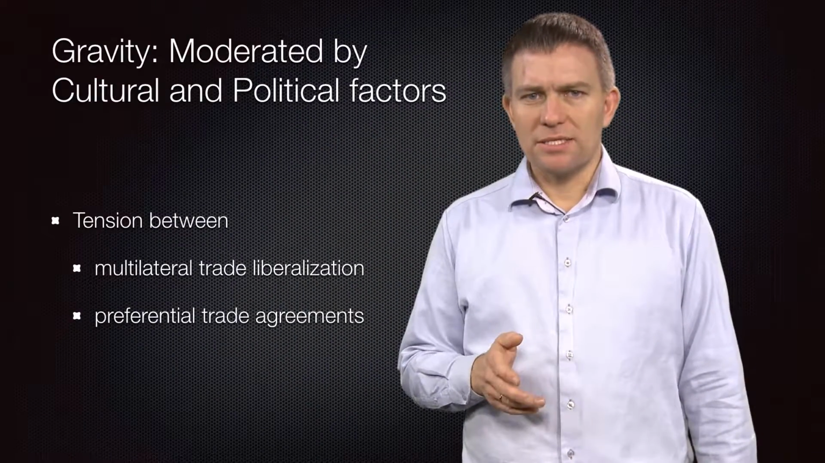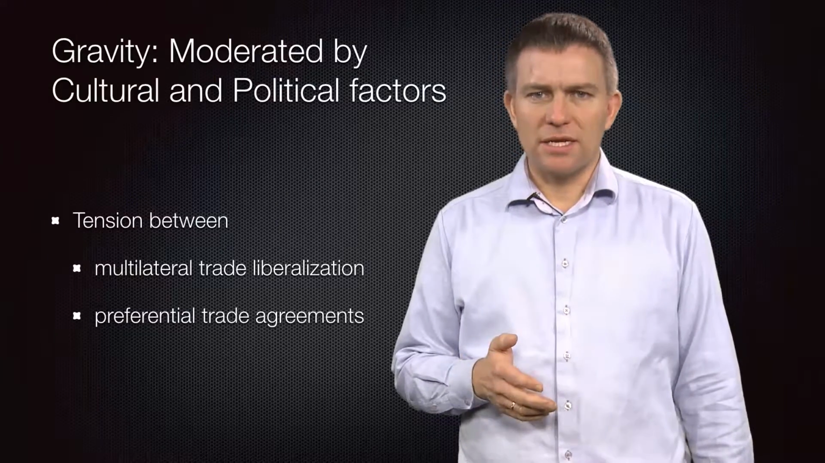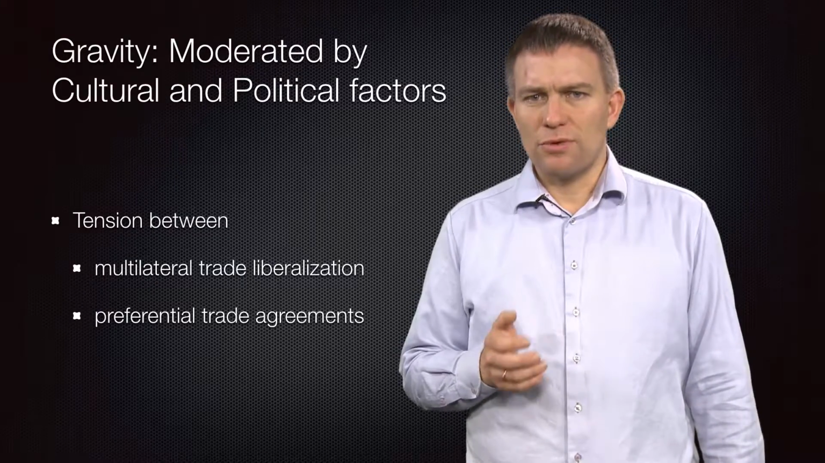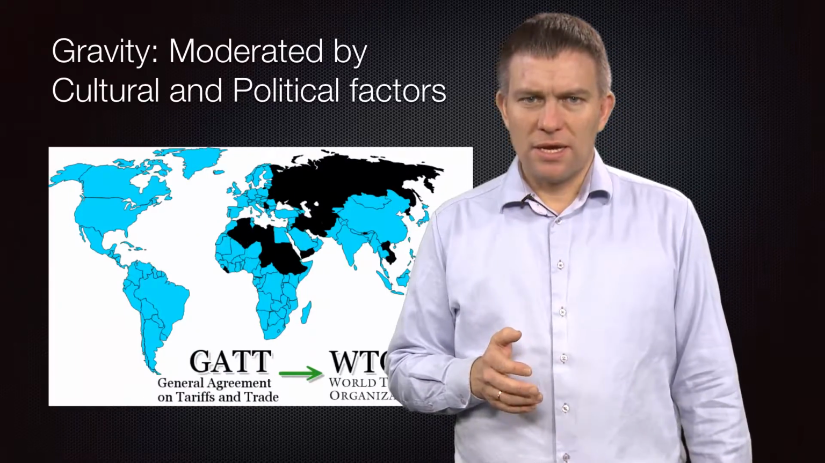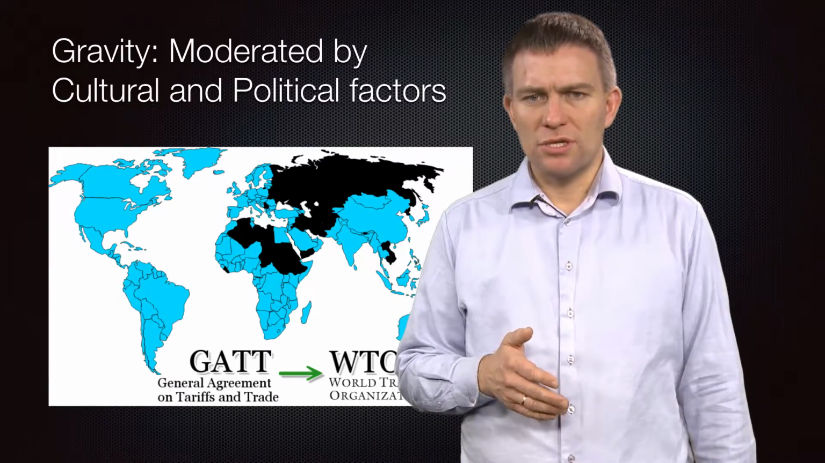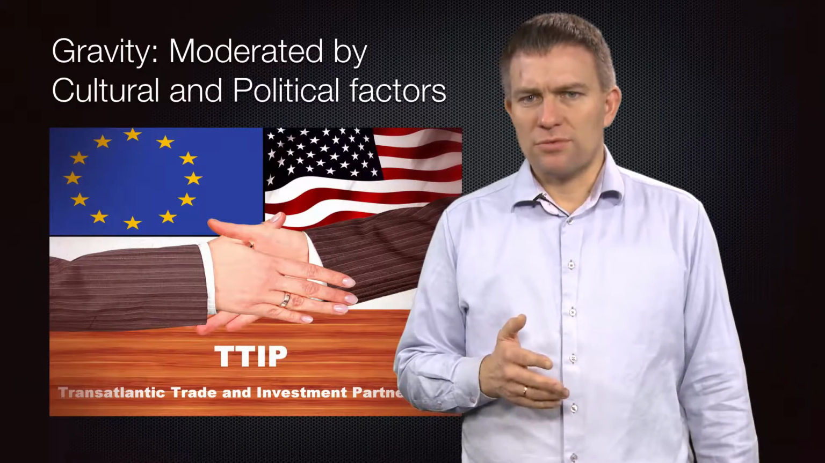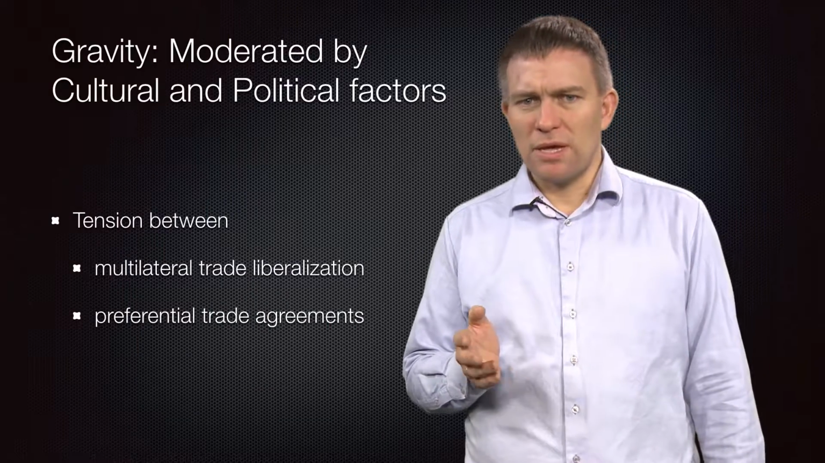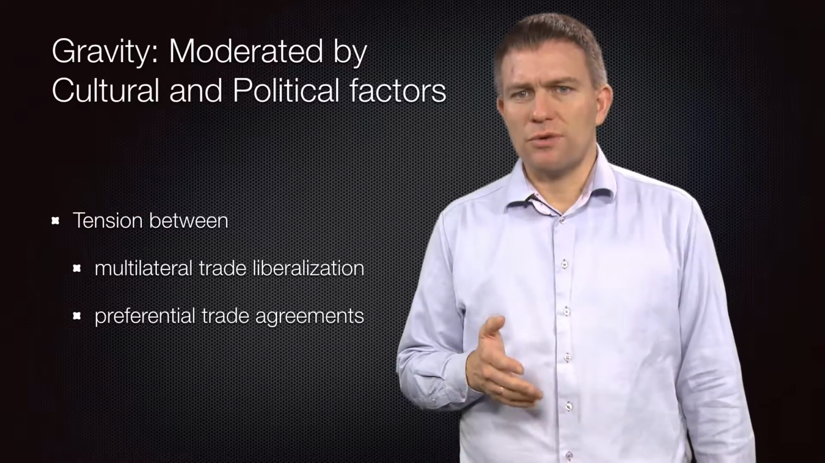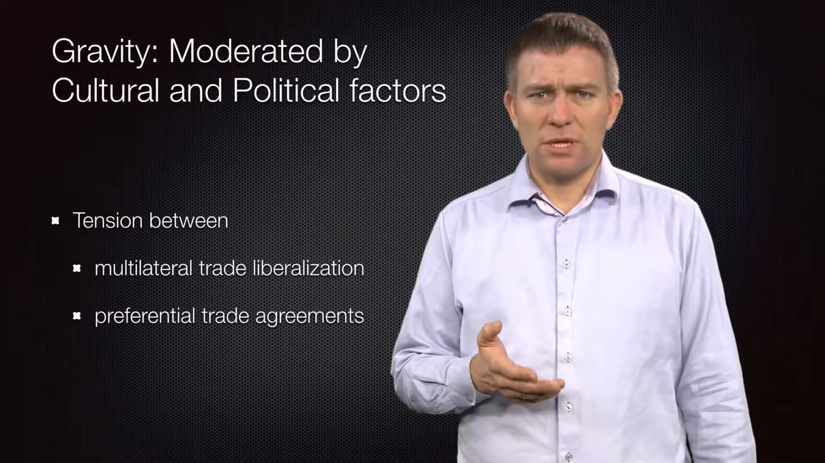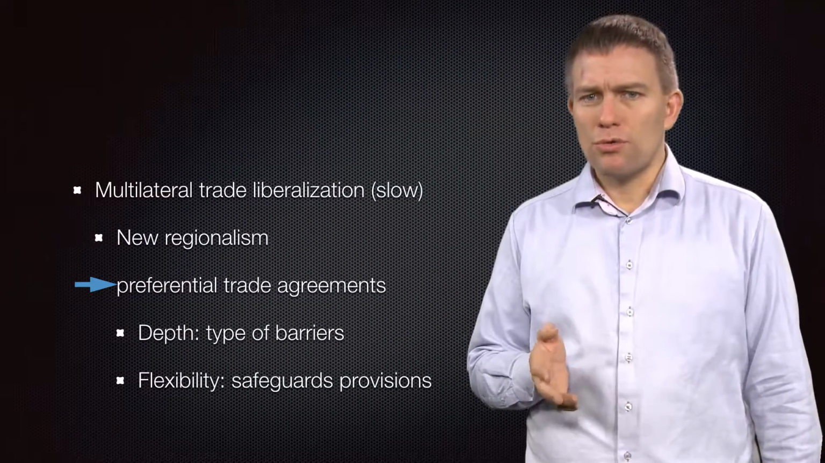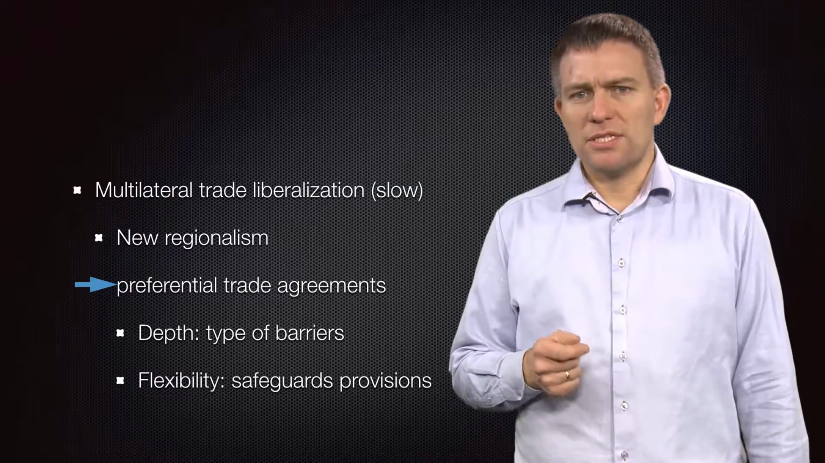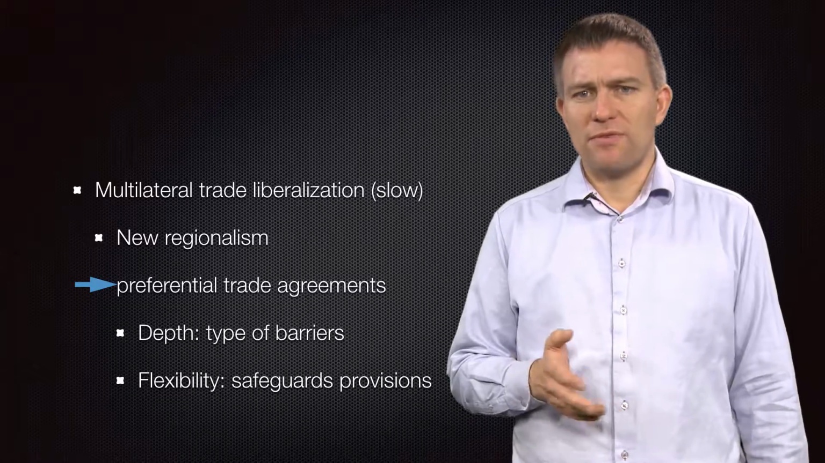Amongst political scientists, attention has centered around how political and cultural factors and international agreements have moderated the trade gravity effect. With regards to international agreements, the attention has been twofold. First, there's a tension between multilateral trade liberalization such as WTO and GATT and preferential trade agreements such as TTIP, due to the concern that preferential trade agreements may make multilateral trade liberalization harder to agree upon and less ambitious when agreed upon. Second, with the slow progress in multilateral trade liberalization, a new regionalism, fueled by preferential trade agreements, has emerged. The design of preferential trade agreements can be analyzed in terms of depth and flexibility.